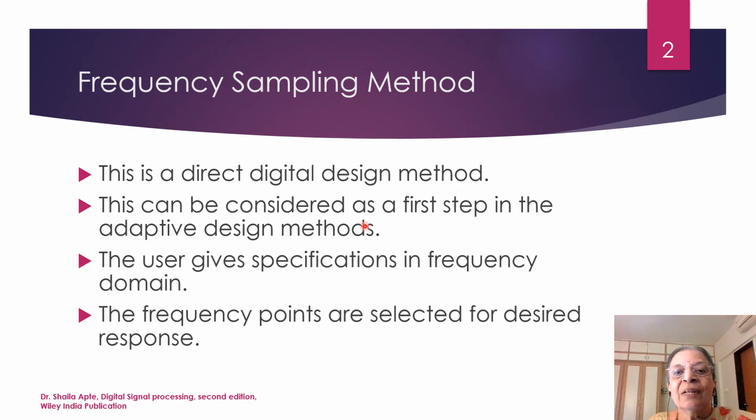So you can consider this as the first step in the adaptive filter design. What we'll do is we will specify the corresponding response of the filter in frequency domain. For that, we select frequency points as the desired response. And these frequency points are considered for the desired response, considering that there may be some small ripple in the passband and there will be some oscillations in the stopband as well.